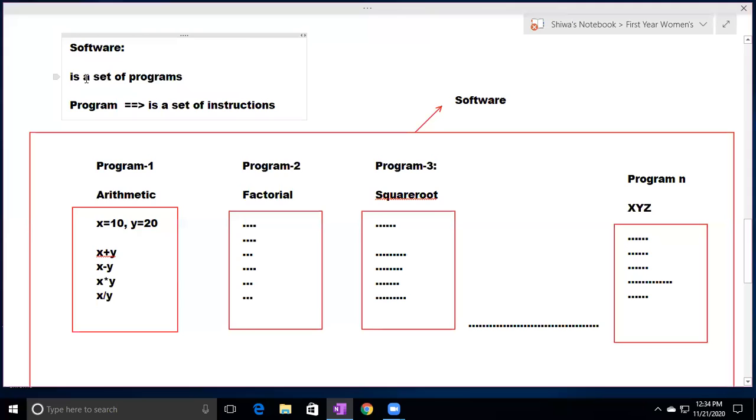What is software? Software is a set of programs, where a program is a set of instructions. Software means it is a set of programs. Program means it is a set of instructions. So a set of instructions will become a program. Like that, a set of programs will become software. Okay.